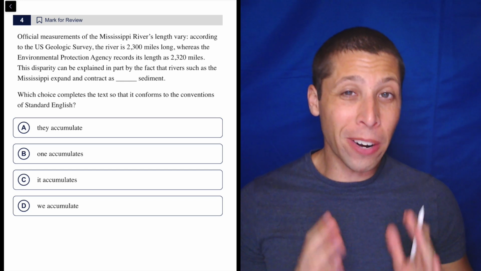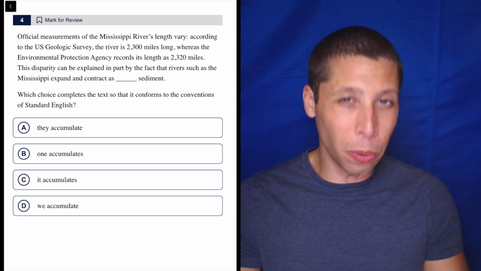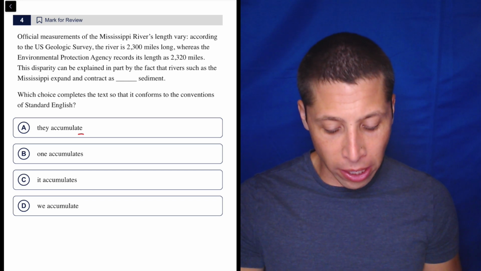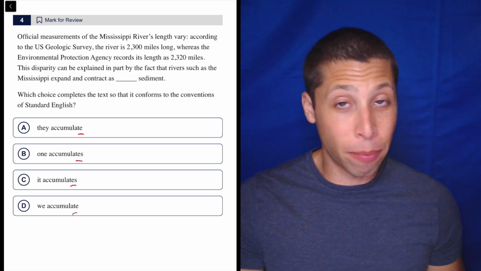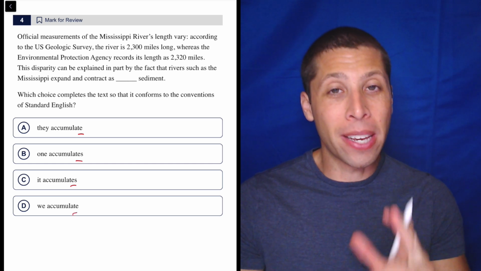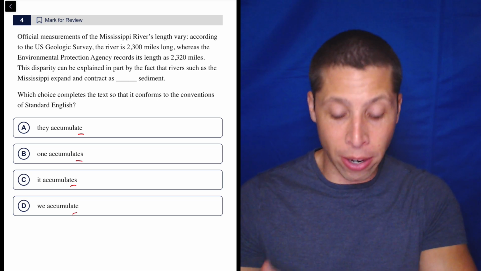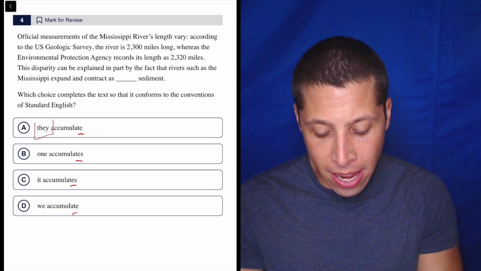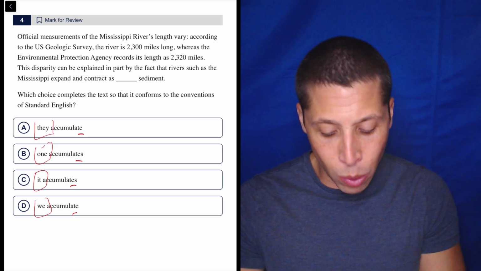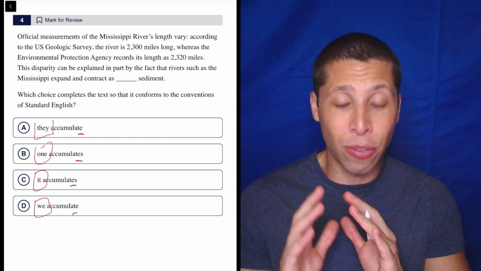All right, so it's important to recognize what word we're dealing with here, or what rule we're dealing with here. It looks like verbs, right? Accumulate, accumulates. We have to worry about that, but not really, because the word accumulate is changing based on the pronoun at the beginning. So it's really the words they, one, it, we. Those are the things that matter most. So let's focus on that.